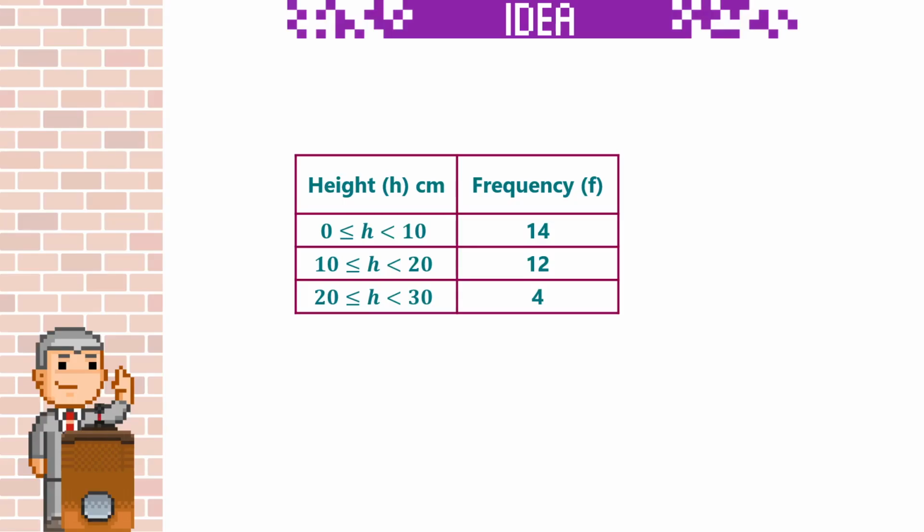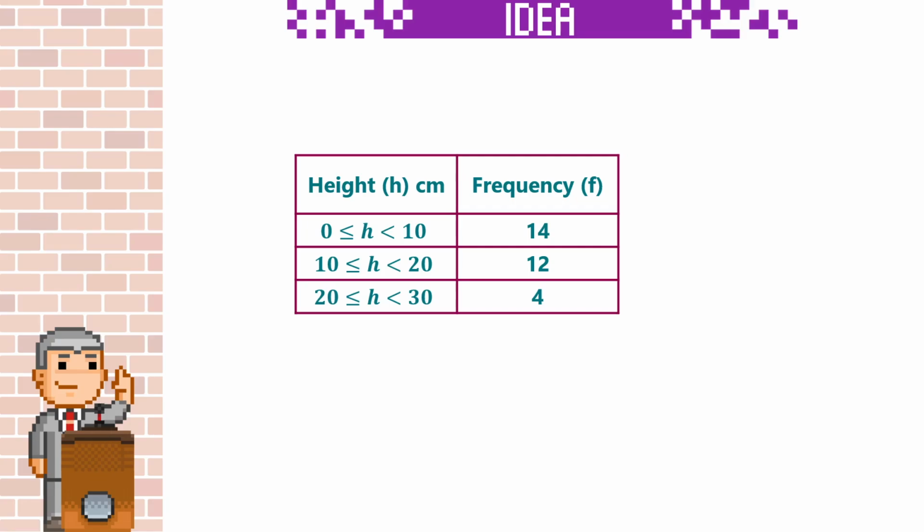When we have grouped data, it can be really helpful to show our data on a cumulative frequency graph. It can be very simple to quickly find the median and the quartiles, or any percentile, using a cumulative frequency graph. Let's start by discussing what cumulative frequency means.